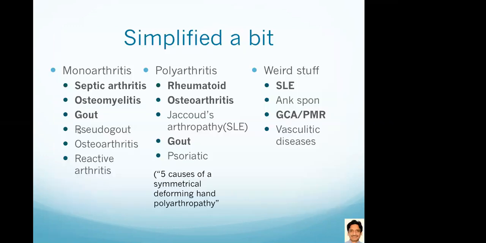So broadly, we've got monoarthritis, and the important ones I've bolded here, polyarthritis and the weird stuff. If you've been anywhere near central, you'll have heard 5 causes of symmetrical deformity hand polyarthropathy. And it is actually pretty worthwhile having these in the back of your mind as things that you can trot out. They're also quite distinct if you can keep them all in mind, which helps to differentiate things when you get to questions.